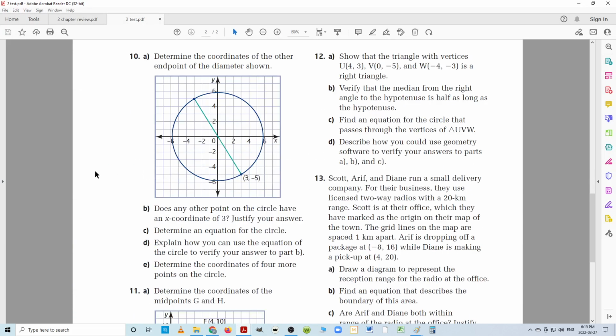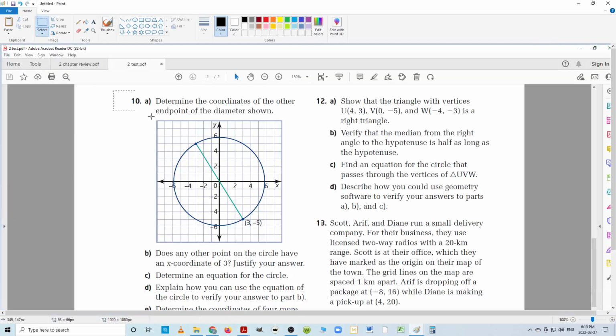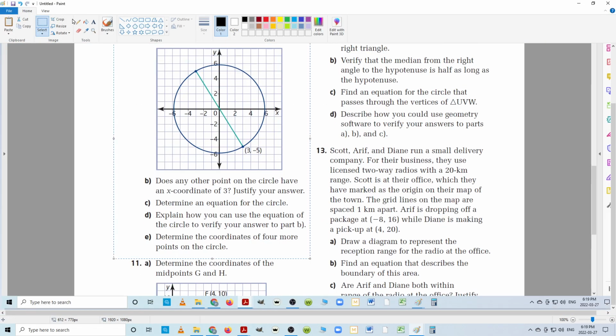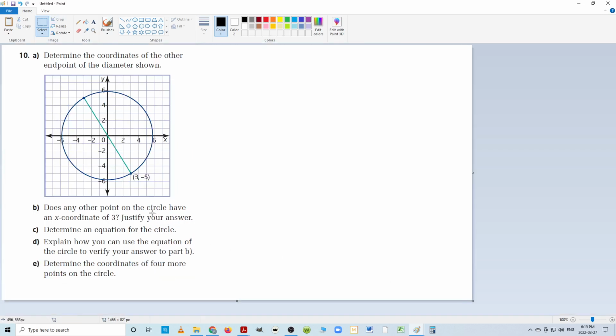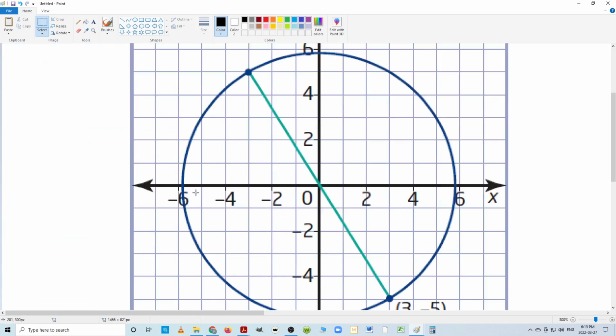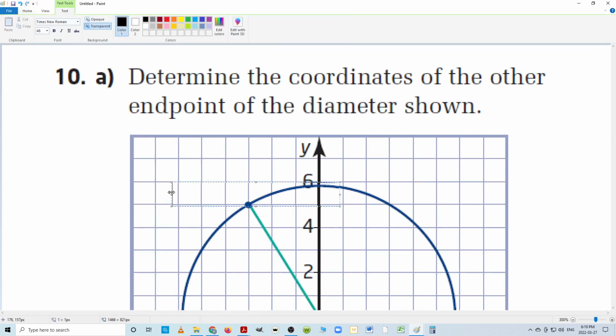Okay. Determine the coordinates of the other endpoint for the diameter shown. Okay, sometimes you can just look at it and do it, right? When it's graphed like this, it saves calculations. But sometimes they'll want you to verify with a calculation if it's not really clear. If we look very closely, it's very clear. That's minus 3, and that is 5. So we can almost save ourselves time and go minus 3, comma 5.